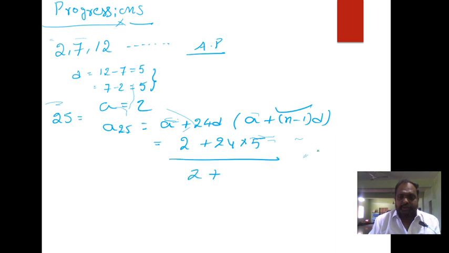Yesterday I explained multiplication by 5. 24 into 5 means just you divide 24 by 2. 2 1 ja is 2, 2 2 ja is 4. Just you keep 0, 120. So 120 plus 2, the answer is 122. So the 25th term of this series is 122.